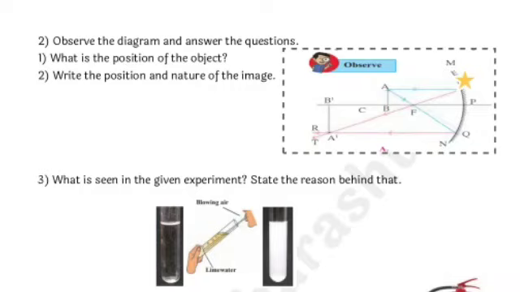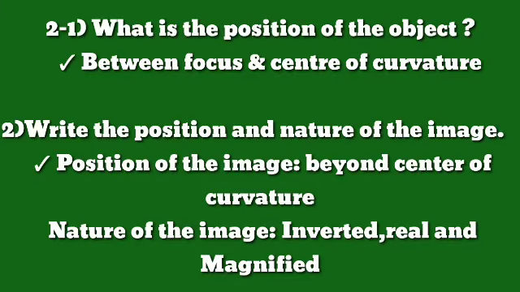Second, observe the diagram and answer the questions. You have to observe the diagram and answer the questions. First question is, what is the position of the object? And the second question is, write the position and nature of the image formed. Let's see the answer of this question.